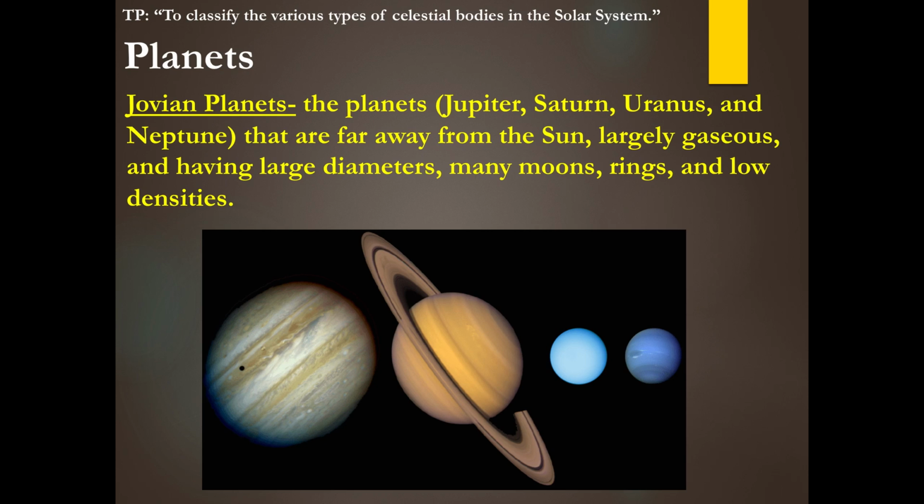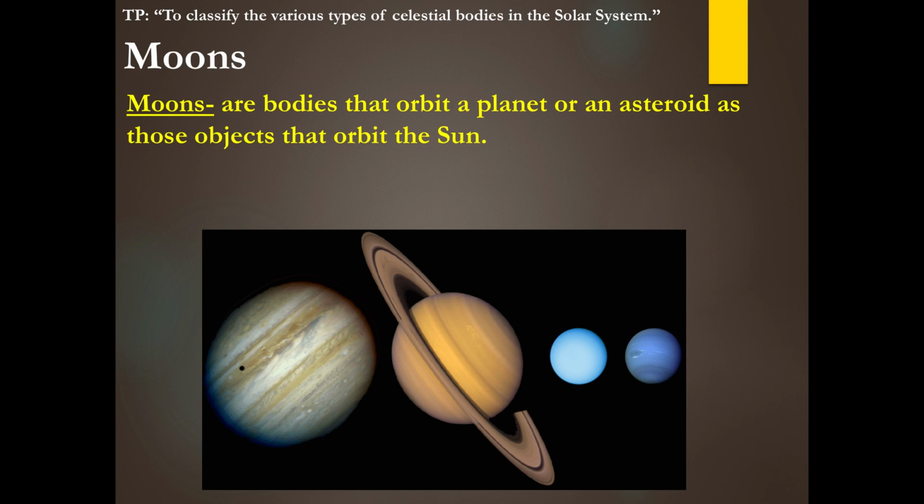They have many moons. And you could actually see one moon right here, and its reflection there on the surface, in the cloud formations of Jupiter. Moons are bodies that orbit a planet, as asteroids are objects that orbit the Sun.